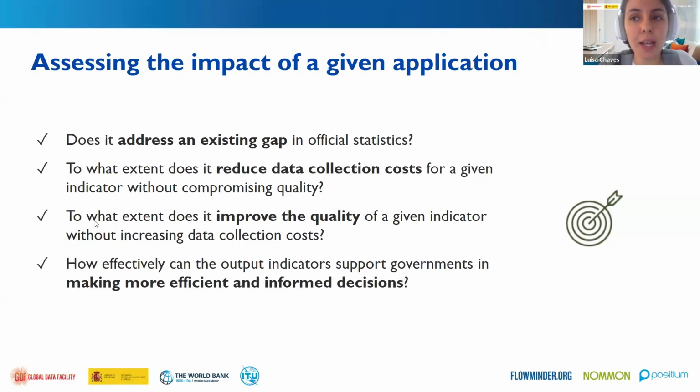Four, how effectively can the output indicator support governance in making more efficient and informed decisions? So how important is this indicator to help us move forward with our development goals.